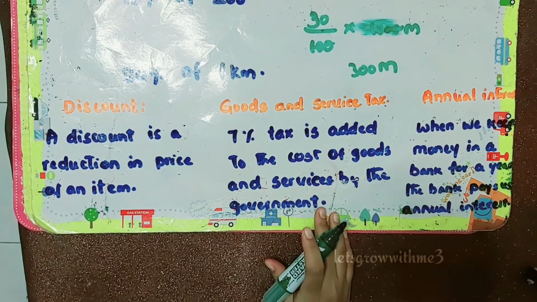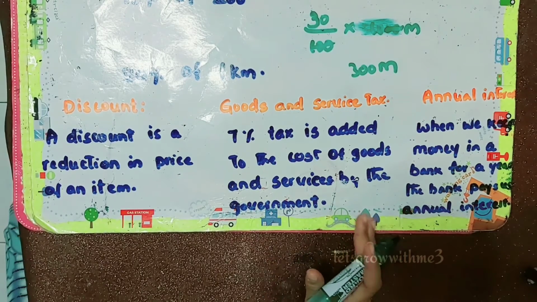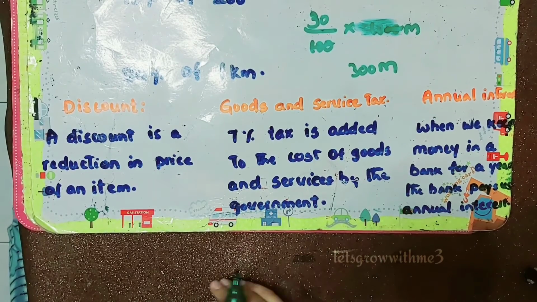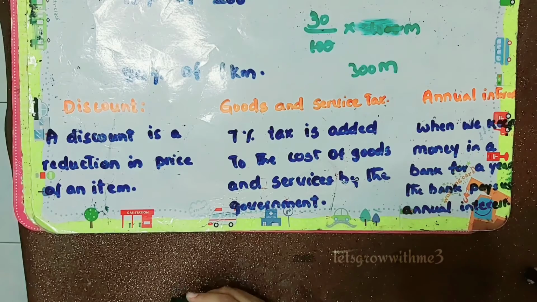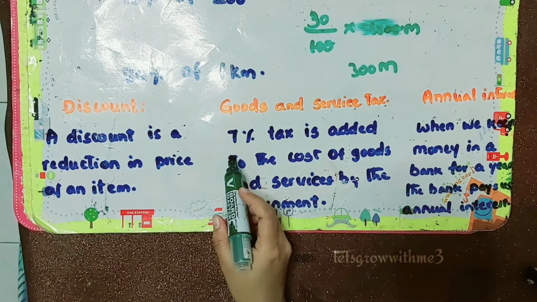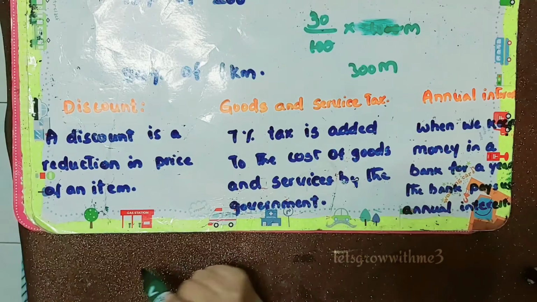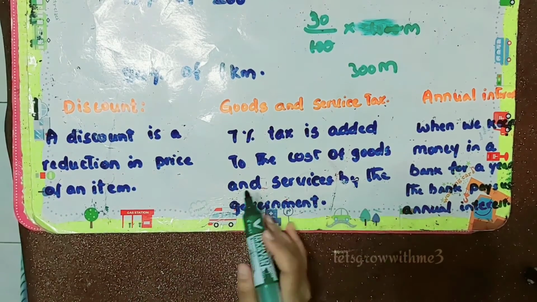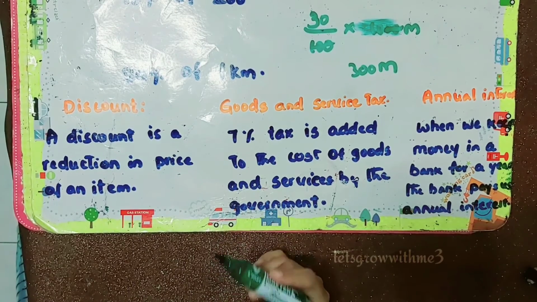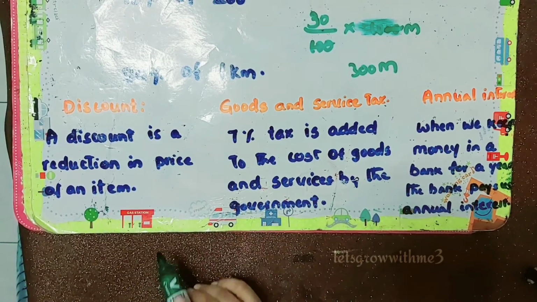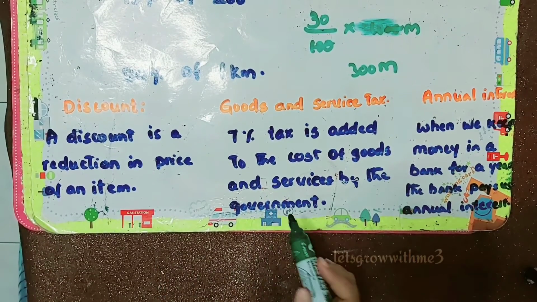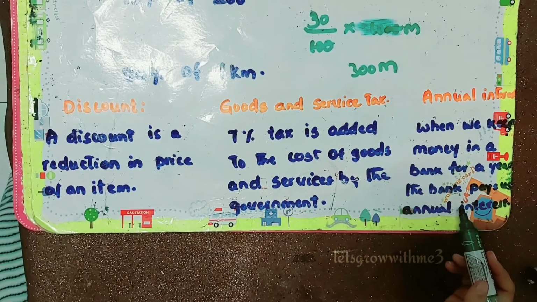Next we will see goods and services tax. So what do we mean by GST? 7% tax is added to the cost of goods and services by the government. When we are calculating GST also, we will use our percentage concept. This percentage value will vary from one country to another. Again here we will use our concept of percentage. You need to calculate the 7% of that amount, then add that to our price.